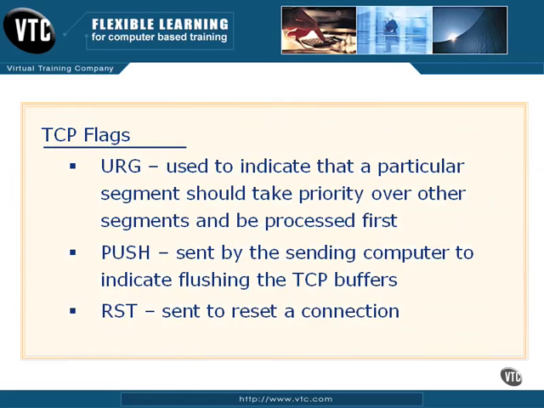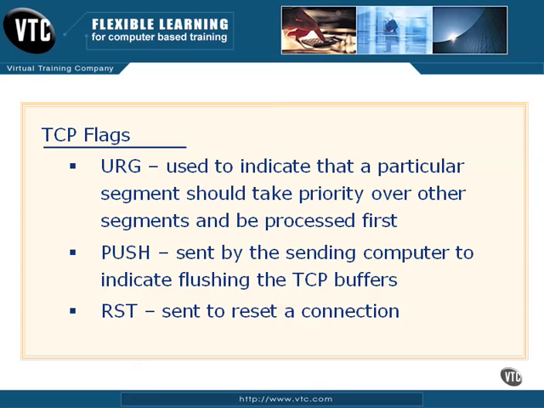Now, the URG or urgent flag basically is used to indicate that a particular segment should be processed first, in priority over other segments. It should be resent first or retransmitted first. Basically, it has a higher priority. Now, a push flag is usually sent by the sending computer to indicate that it should flush the TCP buffers and send whatever data is left up to the point that the push flag was sent.